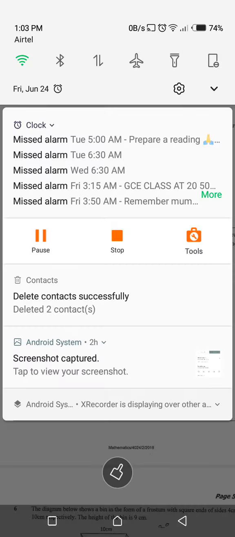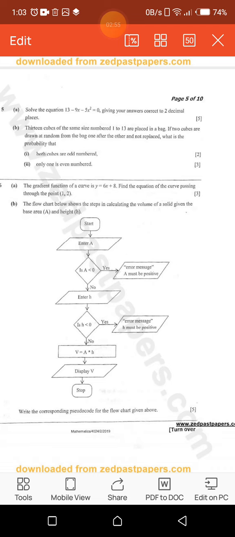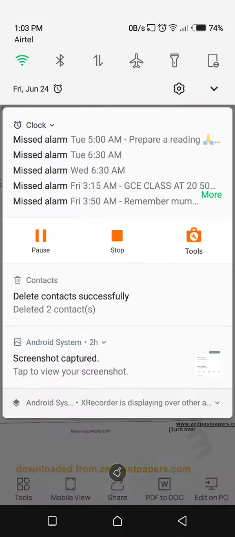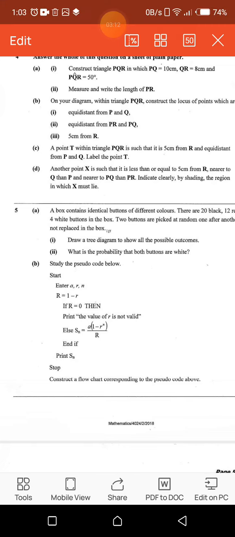Just a minute. So you see, you do the enter. Here they are saying enter A, but in the question there was A, R, N. So that's what you do. Start there, then you say enter, then you enter there. Then you come back to that question. So you enter there, enter what? Then here, if R is equal to 0, then what do you do? If R, put it in that form, just like the way it is.